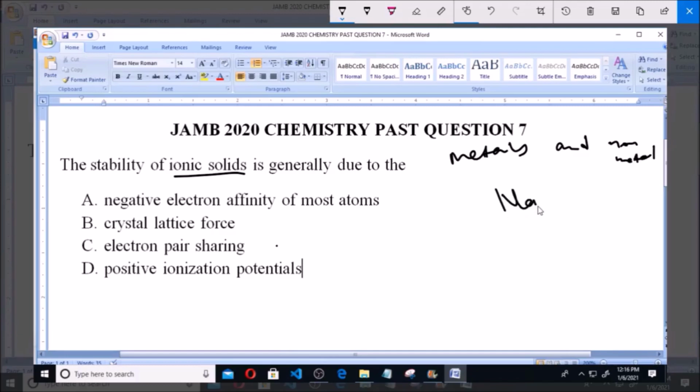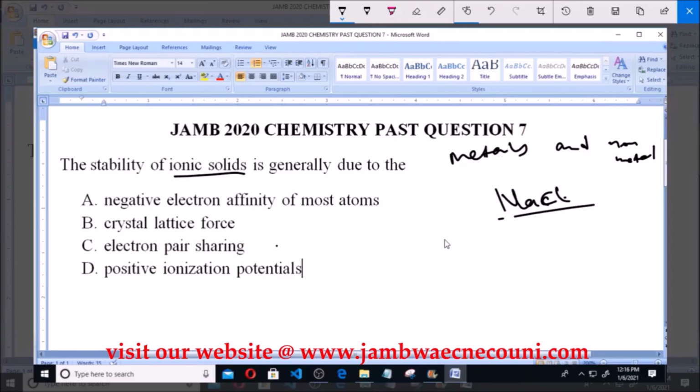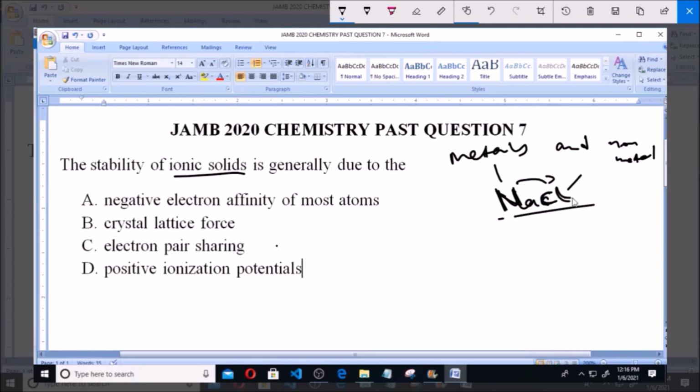An example is sodium chloride. Sodium chloride is formed from sodium, which is a metal, and chlorine, which is a non-metal. Now, ionic bonding involves the transfer of electrons from one atom, which is the metal, to the second atom, which is the non-metal. The transfer of electrons from sodium to chlorine enables the formation of an ionic bond.